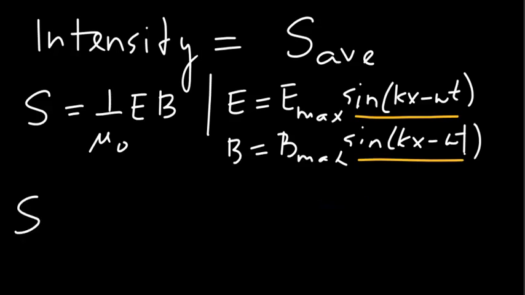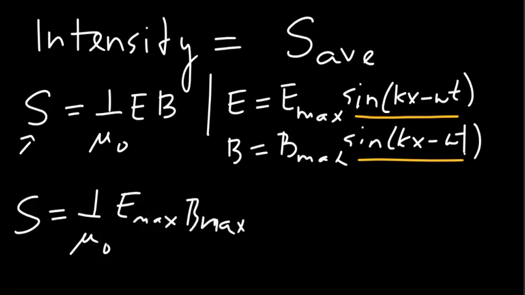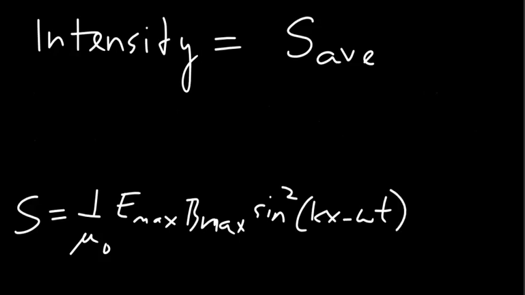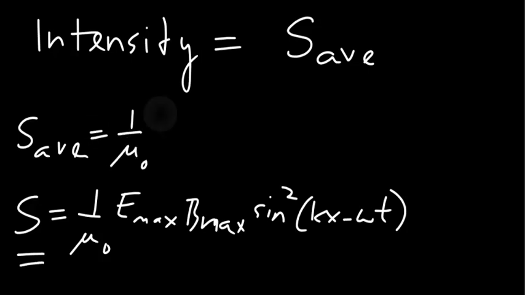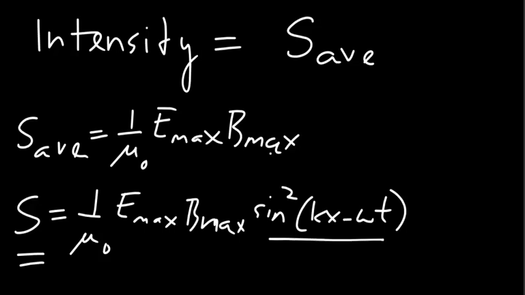If we substitute those expressions for E and B in here, we get the following: E max B max times sine squared of kx minus omega t. Let's calculate the average value of this function. We can take out all the constants like that, and what we are left with is sine squared.